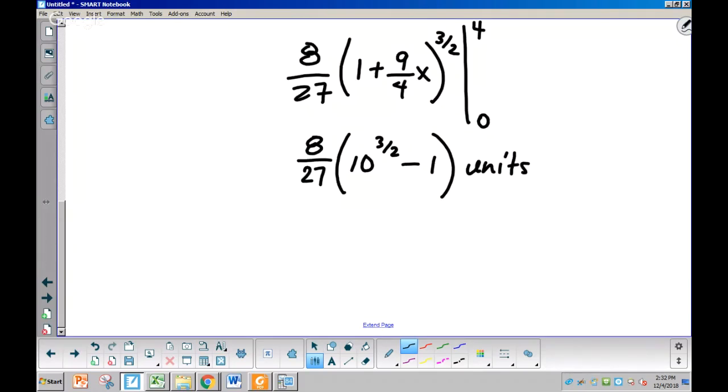And if somebody would do that for me, we'll get an approximation. Why do we have a minus 1? Do you need plus 1? No, because when I plug in 4, I get 10, and then I go minus because it's f of b minus f of a, right? When I plug 0 in here, 1 to the 3/2 is always 1. Okay. What is it? 9.07.